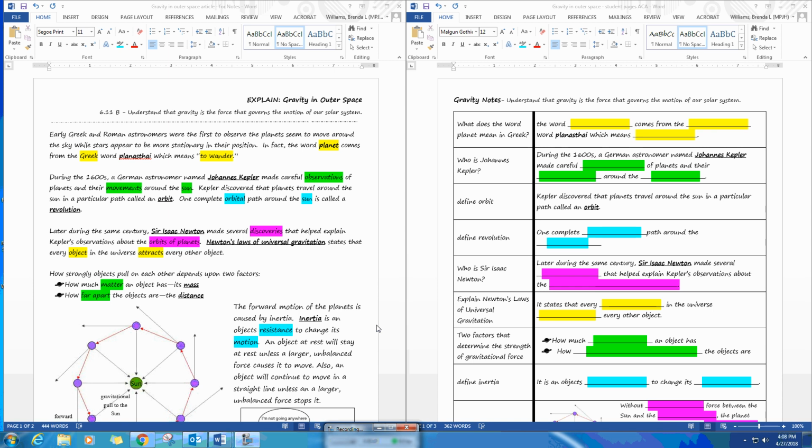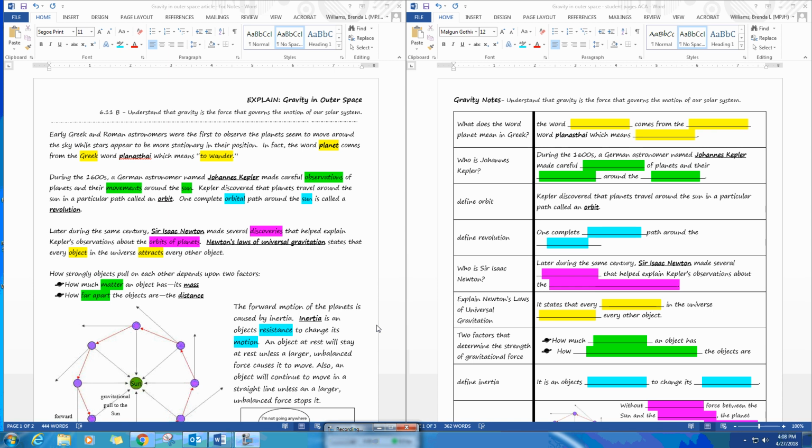So I want you to listen to a paragraph and then pause the recording and copy the words that you need to into your notes so that you'll have complete notes to study from when it's time for your test on gravity, because you will have a quiz on gravity at the end of this module. So these notes will help you with that. So we're going to start at the beginning.